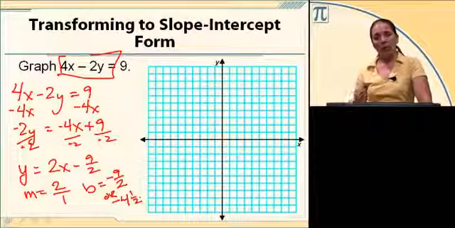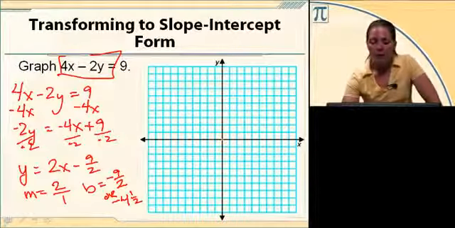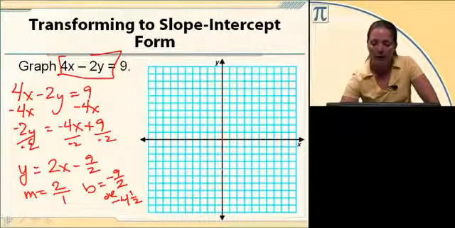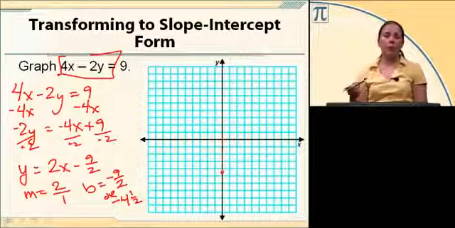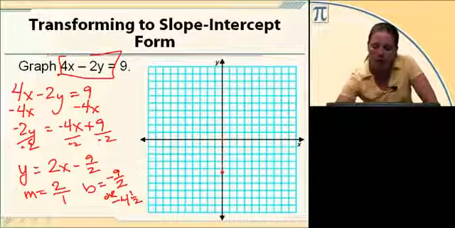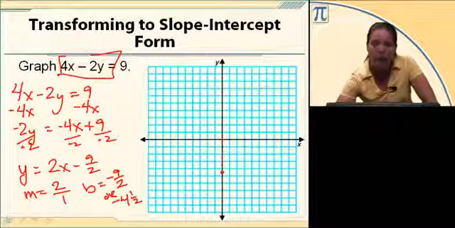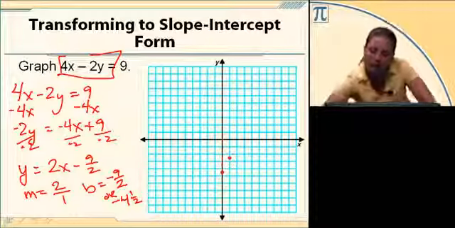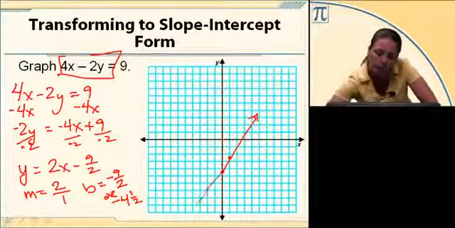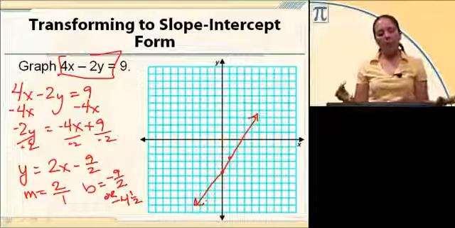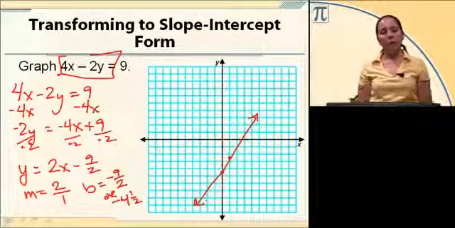So I'm going to start with my b. From the origin, I'm going to go down 4.5 units: 1, 2, 3, 4 and a half. And now I'm going to move in the direction of the slope, which is up 2 and over 1. When I move up 1, I'm still at the half. Up 2, I'm still at the half. And over 1. And then when I connect these two, that's the line of the equation 4x minus 2y equals 9.